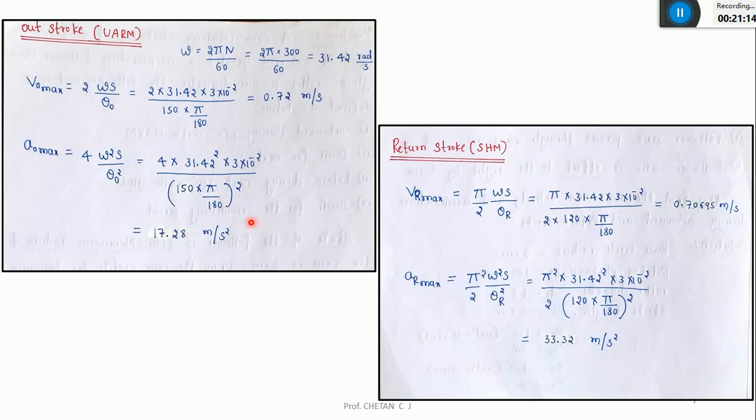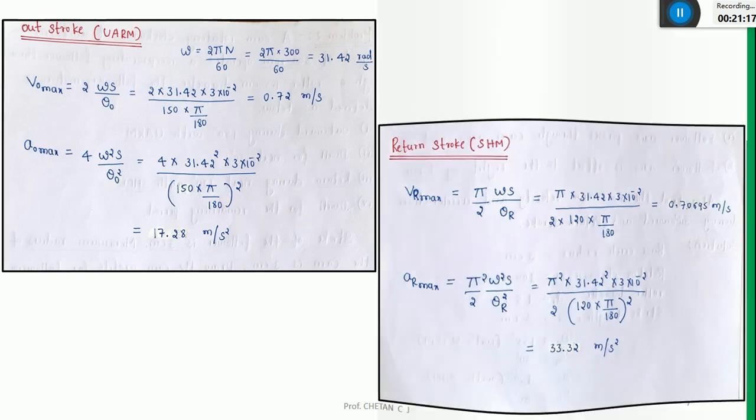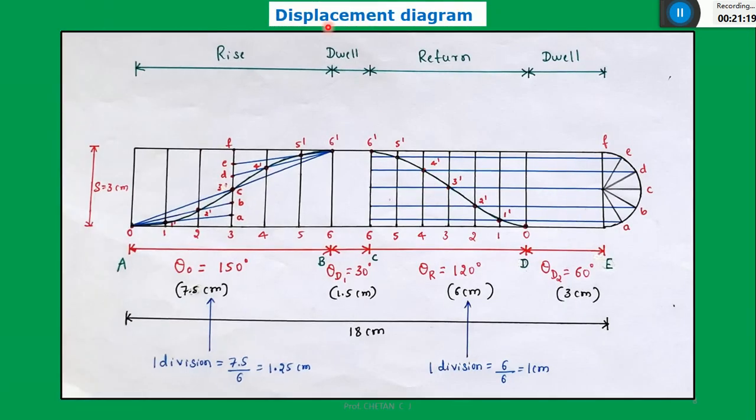Yeah, I hope this is clear. I'll go to the next slide. That is nothing but a displacement diagram. It is also the same as whatever you have drawn for the previous problem. Only change is the outward motion is with uniform acceleration and retardation motion, so you have to use that method. I have explained this method during the previous problem. And the return stroke is with a simple harmonic motion. Again, use the semicircle method.